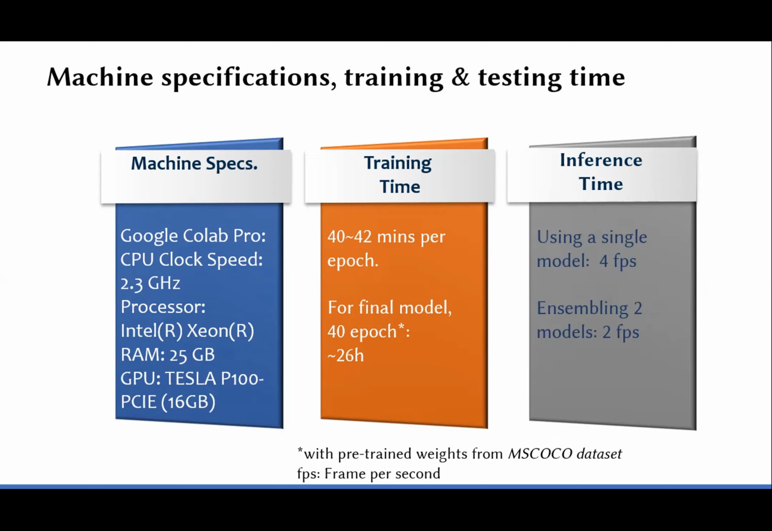And for the case of inference, our model performed at about 4 FPS, 4 frames per second. It could annotate and generate results for 4 images per second, and after we did the ensembling, it performed at 2 FPS.